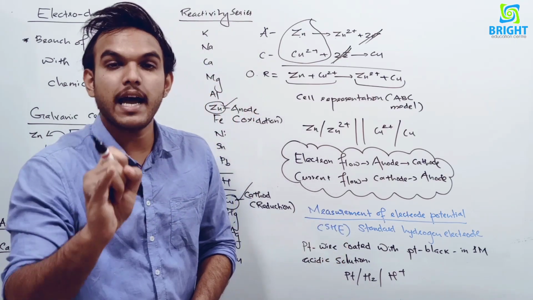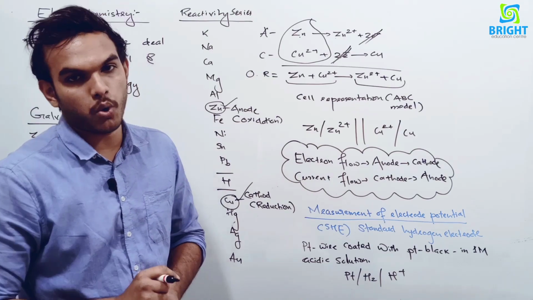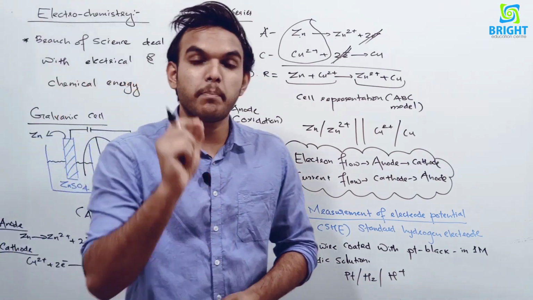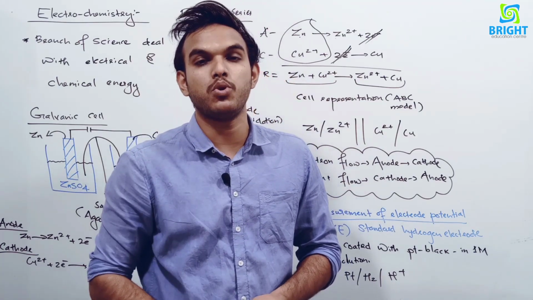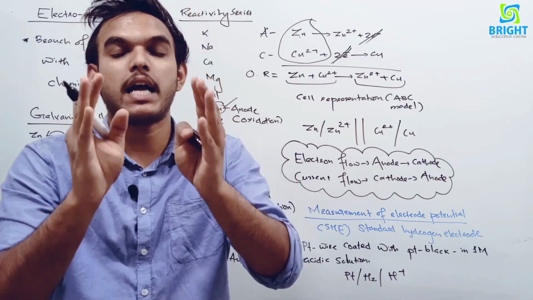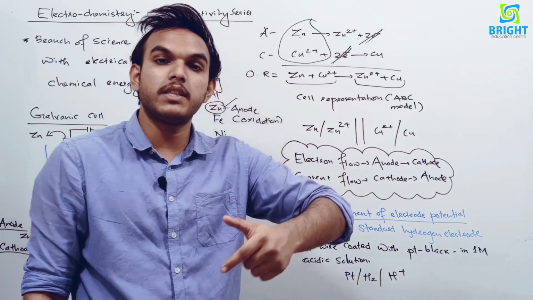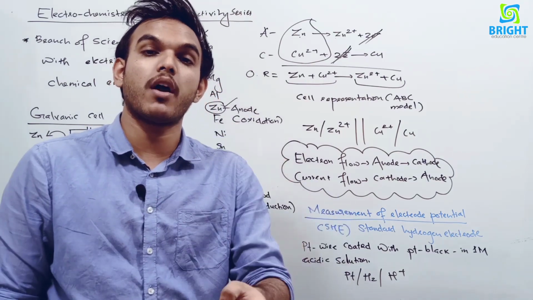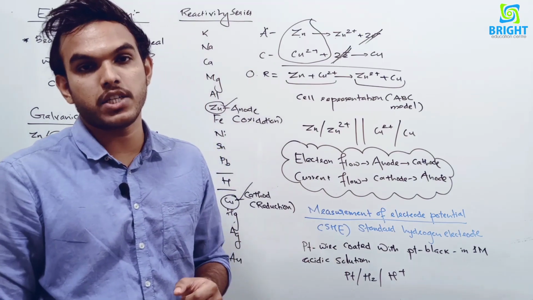What is SHE? SHE is known as the standard hydrogen electrode. Is that clear? What is SHE? It is a platinum wire coated with platinum black in a 1 molar acidic solution. That is the condition of the SHE, the standard hydrogen electrode. Platinum wire coated with platinum black in 1 molar acidic solution is the condition of the standard hydrogen electrode.